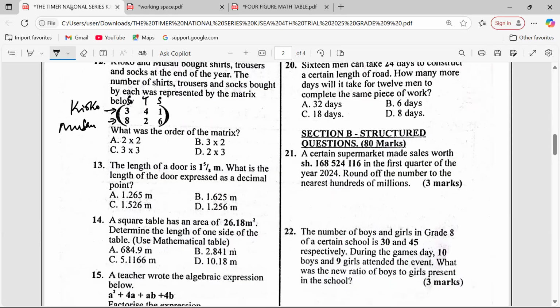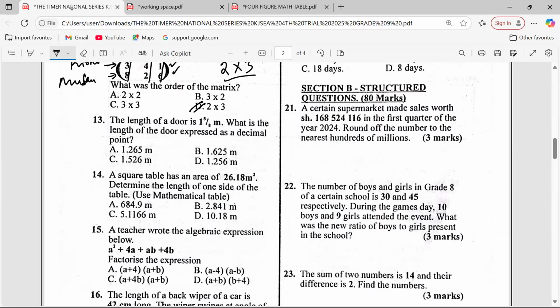For us to identify the order of the matrix, we begin with the number of rows. So we are having 2 rows, 1, 2. Then we write 2 multiplied by the number of columns, 1, 2, 3. We have 3 columns. So the order of the matrix now will be read as 2 by 3. Option D, the most appropriate in this case.